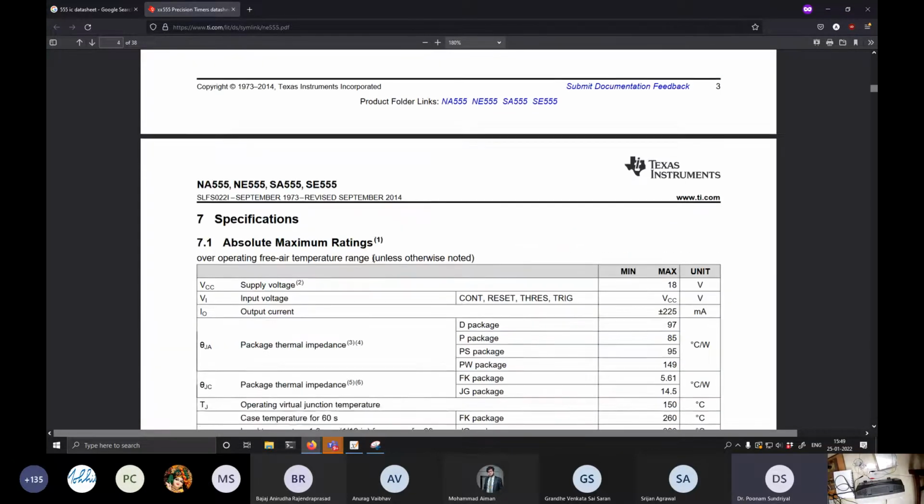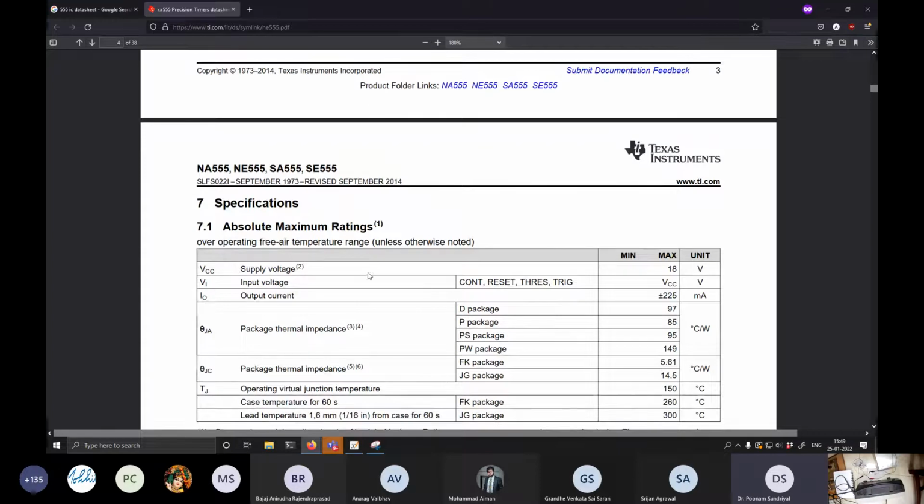Okay. And so, the maximum supply voltage can go up to 18 volts, but we will run it on 12 volts. So, it can go anywhere from 5 volts to 18 volts. Okay. The minimum is typically 5 volts.